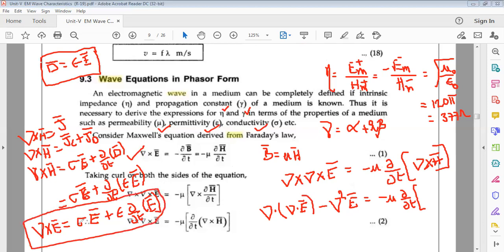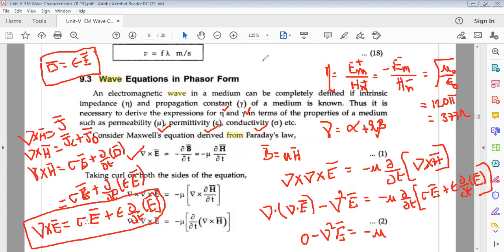Substitute the curl of H̄ as this equation, σĒ plus ε ∂Ē/∂t. Now on the left hand side, del dot Ē is equal to 0, so it becomes 0 minus del square Ē. Del square Ē is equal to minus μ into ∂/∂t.